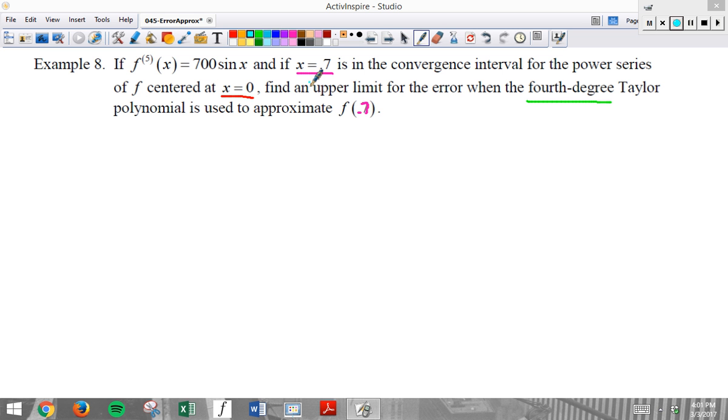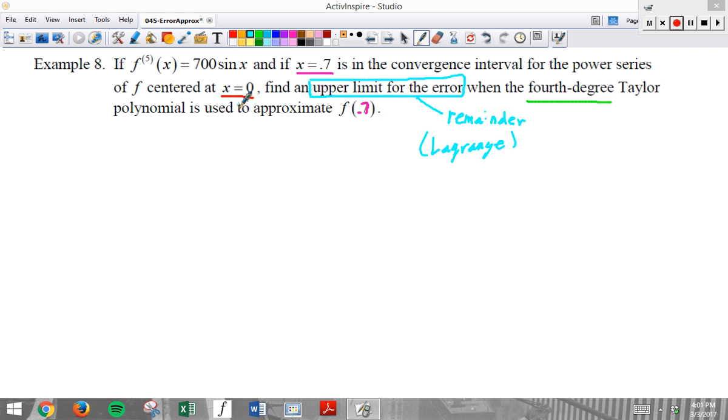And here's the key phrase that was throwing off all my AB kids, all my BC kids: upper limit for the error. Remainder. It doesn't say alternating, so Lagrange. These are the keywords you should be thinking about whenever you hear upper limit for the error. And they're talking about Taylor polynomials. There's only one game in town.